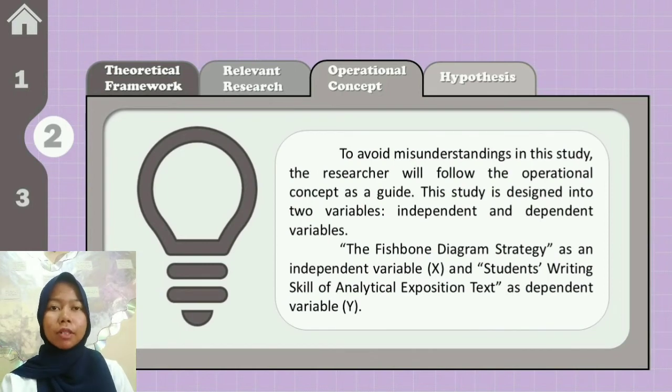To avoid misunderstanding in this study, the researcher will follow the operational concept as a guide. This study is designed into 2 variables, independent and dependent variables. The Fishbone diagram strategy as an independent variable, and students' writing skill of analytical exposition text as dependent variable.